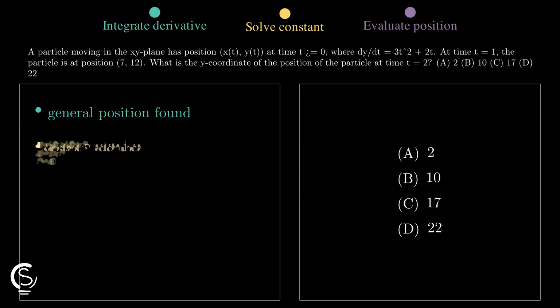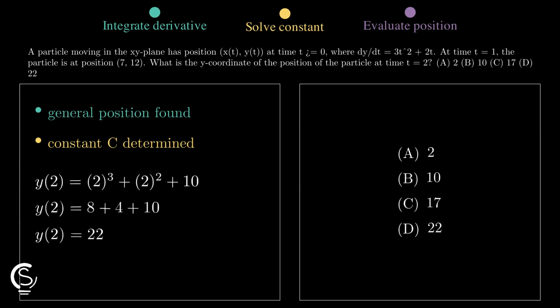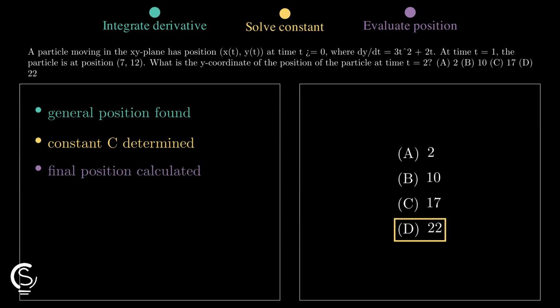Finally, substitute c back into our equation and evaluate at t equals 2. Plugging in the values gives us 8 plus 4 plus 10, resulting in 22, option D.